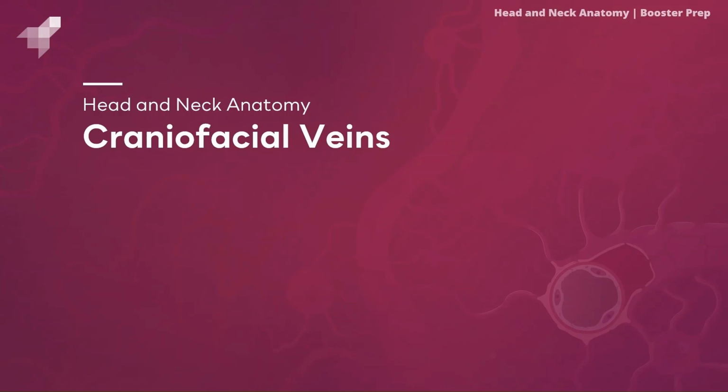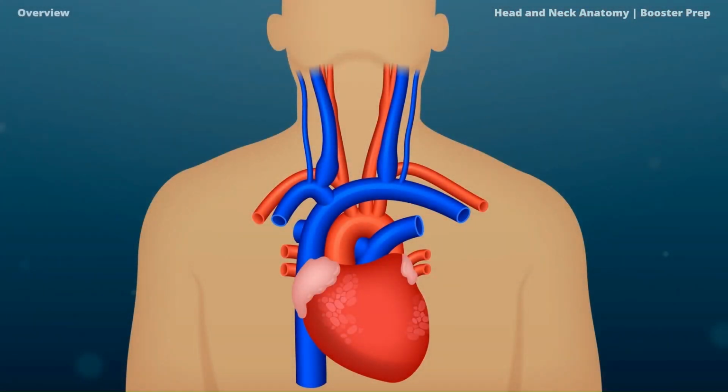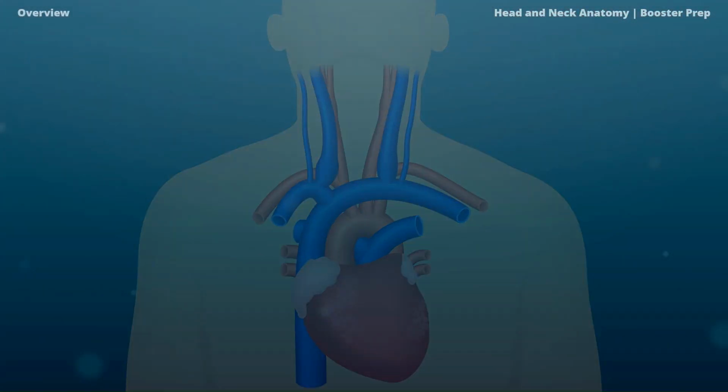So let's kick things off by orienting ourselves to the aortic arch again, but this time let's focus on the veins. So firstly, let's focus on the inferior vena cava and the superior vena cava. Structures below the heart drain into the inferior vena cava, while structures above the heart drain into the superior vena cava.